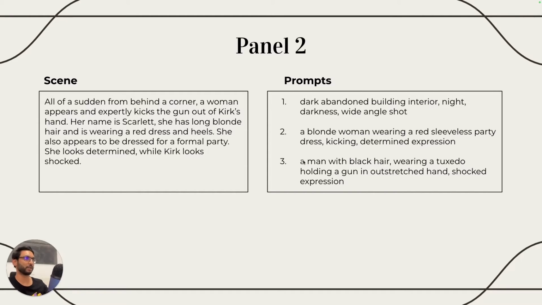And this is my protagonist, a man with black hair wearing a tuxedo, holding a gun in an outstretched hand with a shocked expression. So once I've covered all the core concepts of a prompt's anatomy within all these 3 items put together.